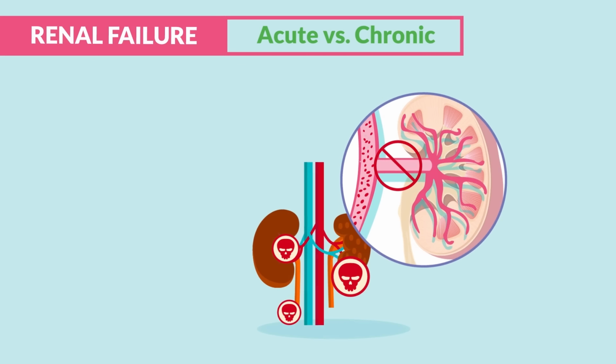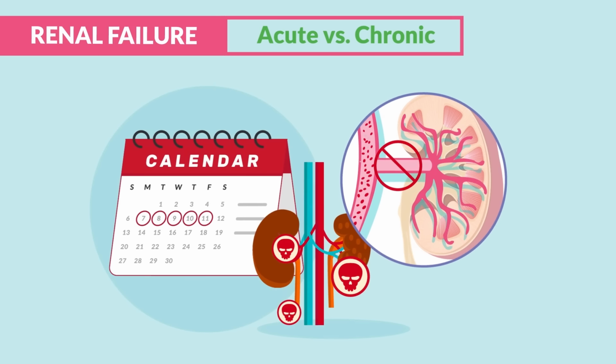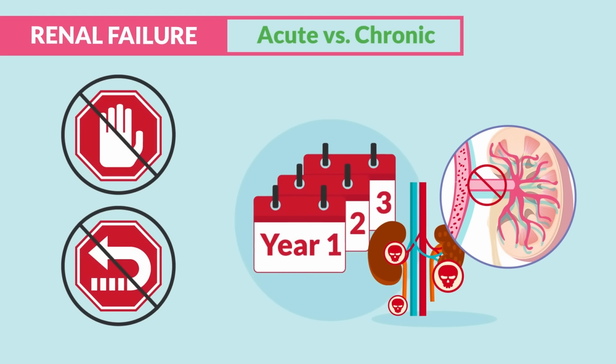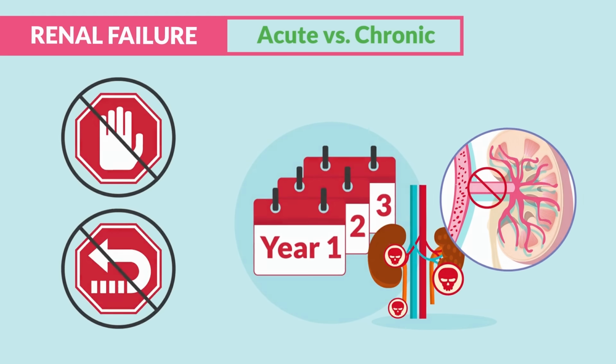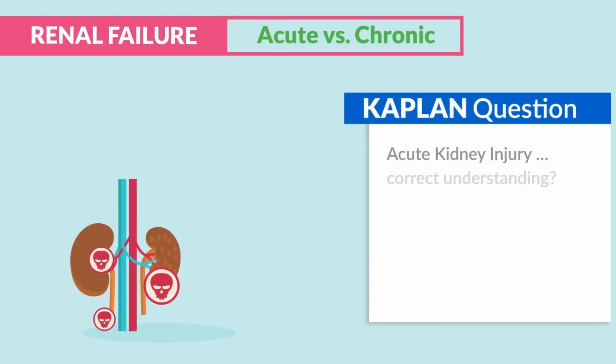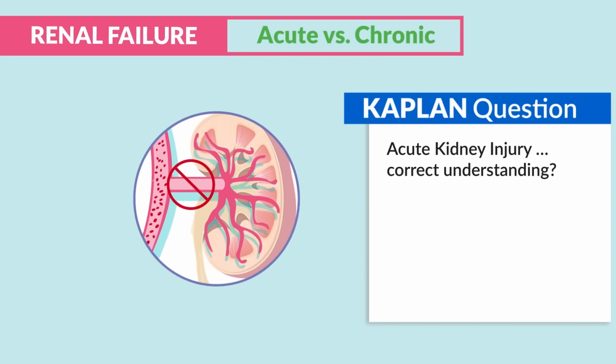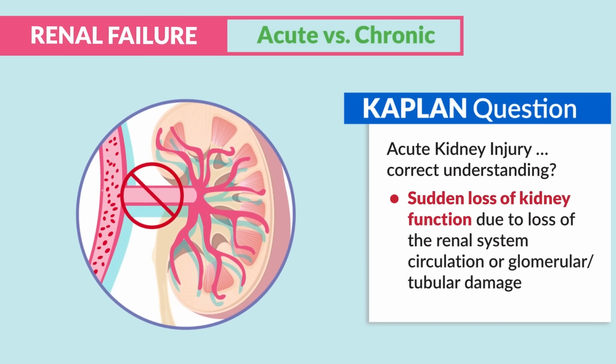And acute kidney failure, also called acute kidney injury, is that sudden, short-term loss of kidney function, but if not stopped or reversed, it can lead to chronic renal failure. So a Kaplan question asks about acute kidney injury. What is the correct understanding? And the answer is sudden loss of kidney function due to loss of renal system circulation or glomerular or tubular damage. So what's really going on in the body?